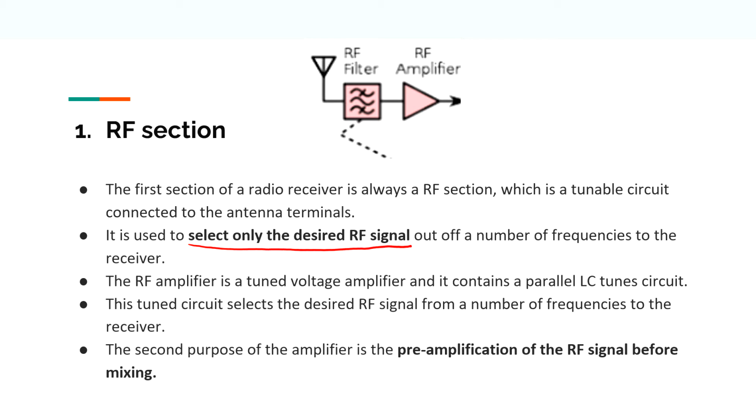So this means here we have many signals, and then it selects only a certain range of frequency that is related to the information signal. So the RF amplifier is a tuned circuit that selects the desired RF signal from a number of frequencies to the receiver, and the second purpose of the amplifier is pre-amplification. So before it goes through the mixer, it amplifies the signal first.